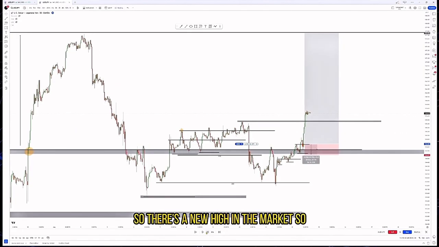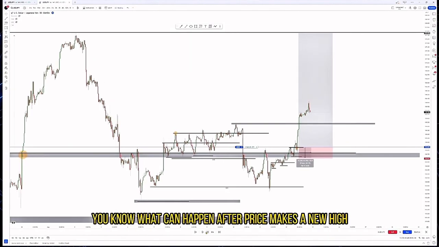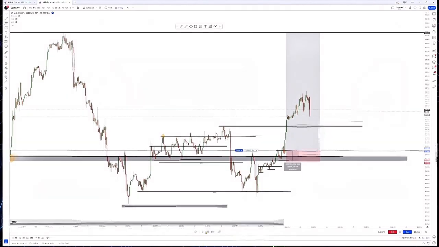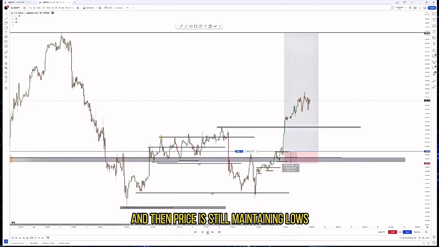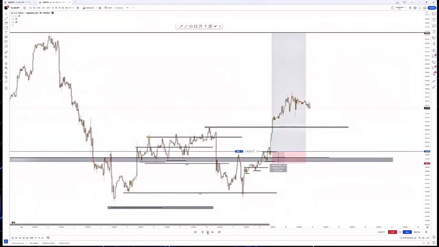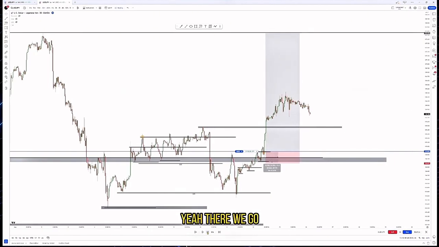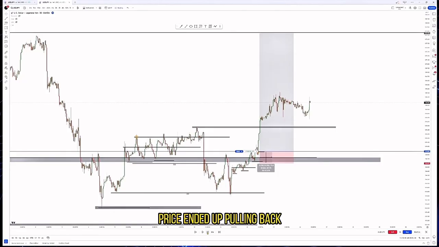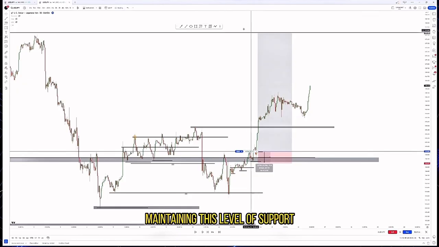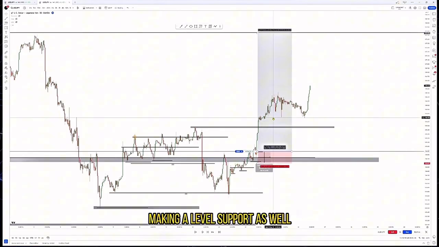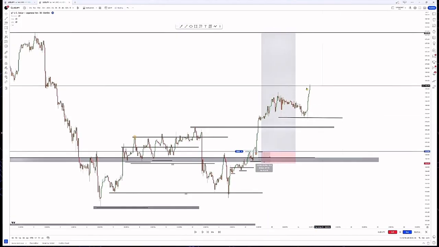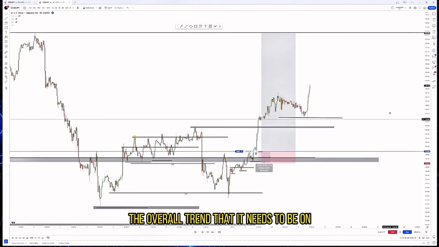So there's a new high in the market. You know what could happen after price makes a new high? It can make lows, and we have that pullback, and then price is still maintaining lows. I'm believing it did some similar pullback. Yeah, there we go. Price ended up pulling back and then reversing once again, maintaining this level of support, making a level of support as well, and maintaining the overall trend that it needs to be on.